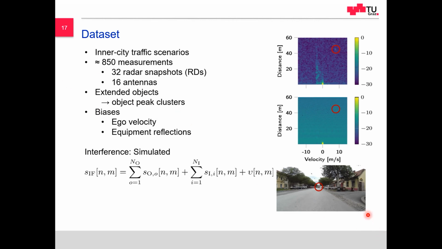And on the right side, you can see an example for such a measurement. So in the bottom, we have the camera reference image. And here in the red circle, you can see a car that is departing from the measurement vehicle. And at the top, you can see the range Doppler map without interference. And we can see that the car is already around 45 meters away and is driving away from the measurement vehicle with around 8 meters per second. And in the range Doppler map with interference, which is a quite strong interference in this case, we can't see this object at all, but we can only see the very close and strongly reflecting objects over here.